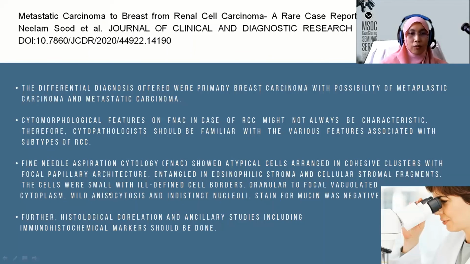The cells were small with ill-defined cell borders, granular to focally vacuolated cytoplasm. In our case here, I don't see any vacuolated cells. Mild anisocytosis and indistinct nucleoli. Stain for mucin was negative. Then further histological correlation and ancillary studies including immunostains should be done.